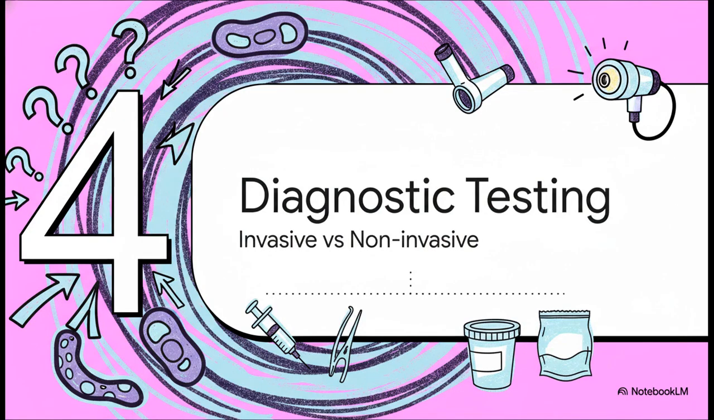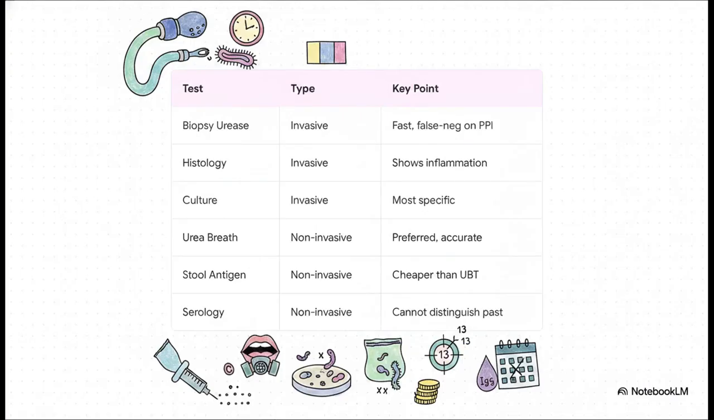Let's pivot to Section 4, Diagnostic Testing Strategies. You understand the pathology now, but test makers really want to know, which test do you order and when do you order it? And this brilliantly illustrates the diagnostic matrix we need to memorize, pitting invasive against non-invasive options.